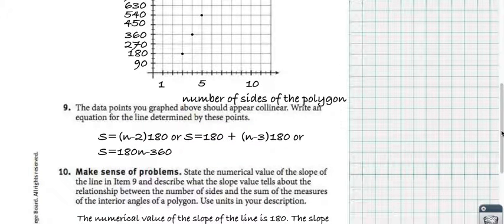All right, so the data points you graphed above should appear collinear. Write an equation of the line determined by the points. Well, we can see that we're increasing by 180, and we're subtracting 2 from each side. So again, that equation is n minus 2 times 180. Other ways to write it would be 180 plus n minus 3 times 180, or 180 times n minus 360.